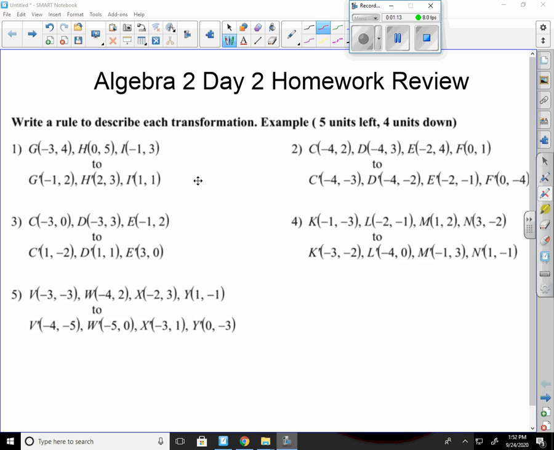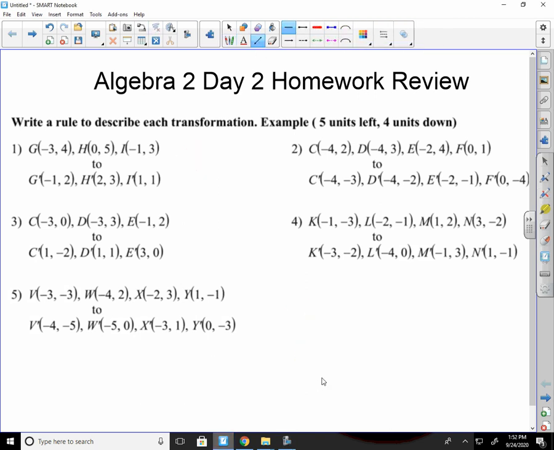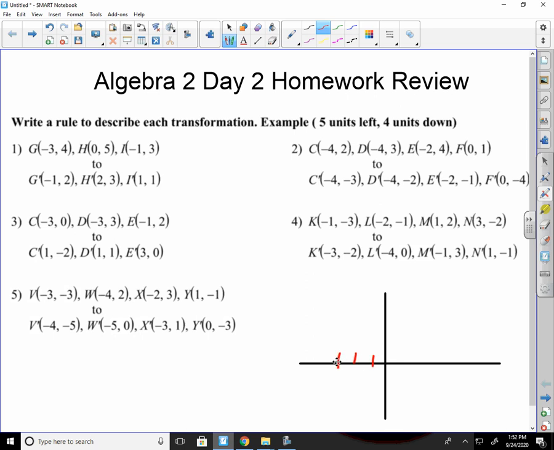Going from -3 to -1 means that I move to the right 2. I know that because if I'm looking at a graph and I start at -3 to get back to -1, I have to move to the right 2. Who would have guessed it? So I go right 2, and then to go from 4 to 2, I have to go down 2.